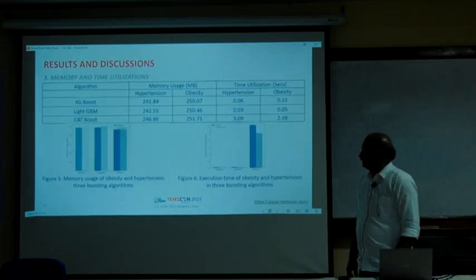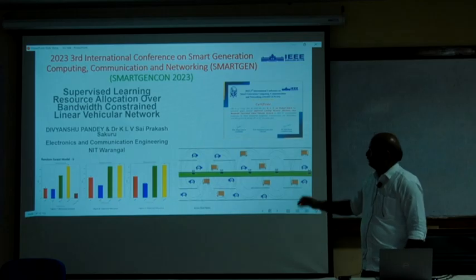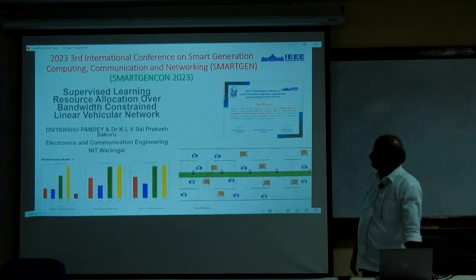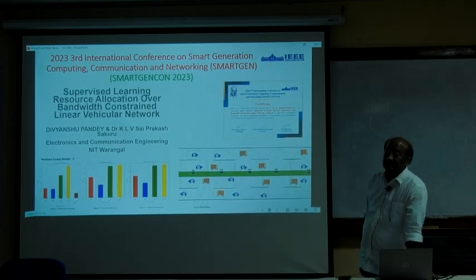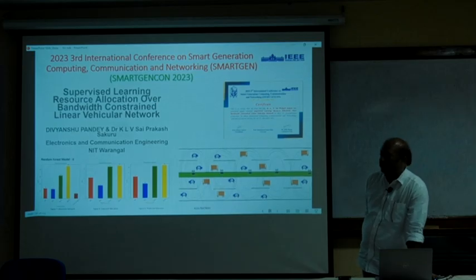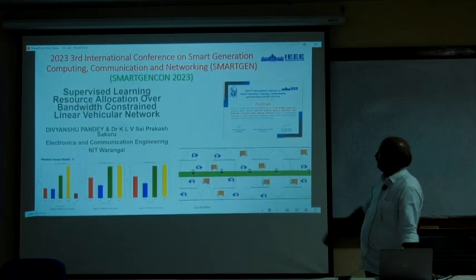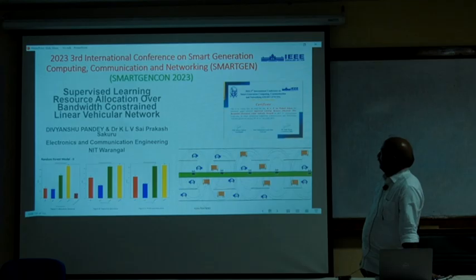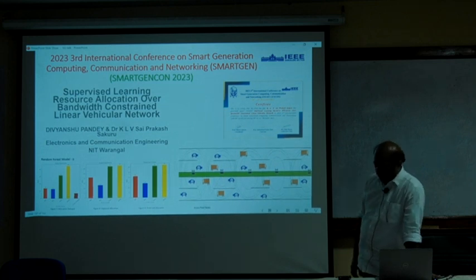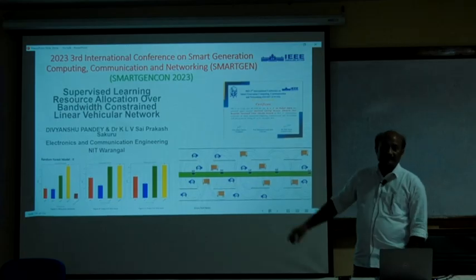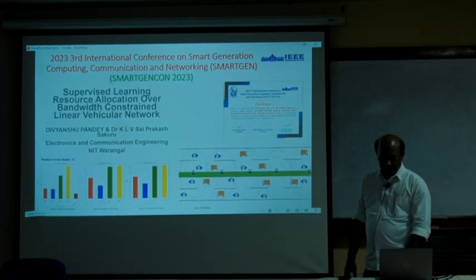Another work we have done is resource allocation over bandwidth constrained linear vehicular networks. This was presented at an IEEE Bangalore conference, I have forgotten the name, and we got a good response to this paper, where we have taken only a linear network. We don't have multiple roads and all.